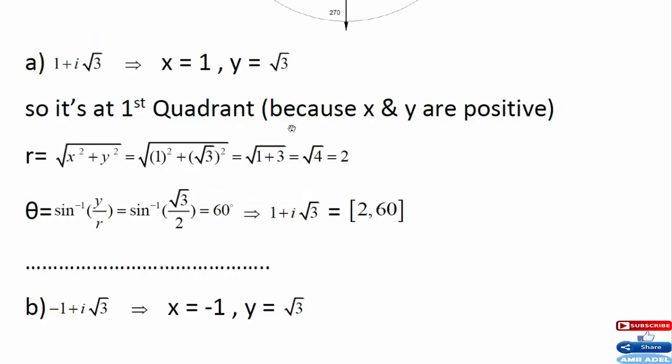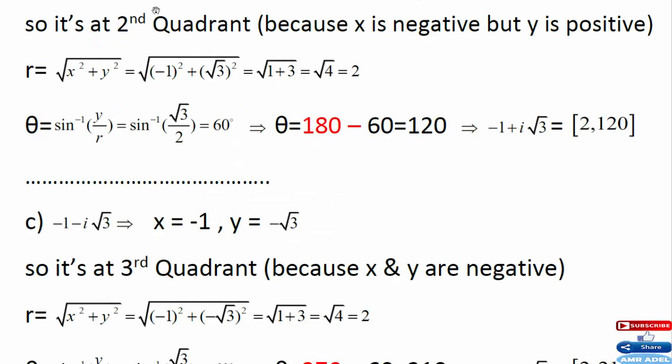Let's go to the example. How can it be solved when x is negative and y is positive? So r will be the same, x squared plus y squared. We have x negative 1. When we square it, it will be 1. We have root 3. When we square it, it will be 3. 1 plus 3 is 4. The square root of 4 is 2. So r is constant all the time.